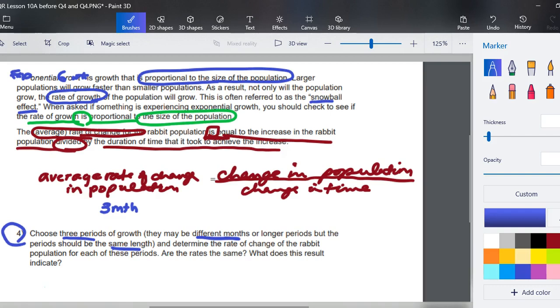And with the 3-month intervals, I want us to determine the rate of change of the rabbit population for each of these periods, and I'm choosing 3 months. And then we're going to look at something. Are the rates the same? If they are, or if they are not, then we're going to ask, what does this result indicate?